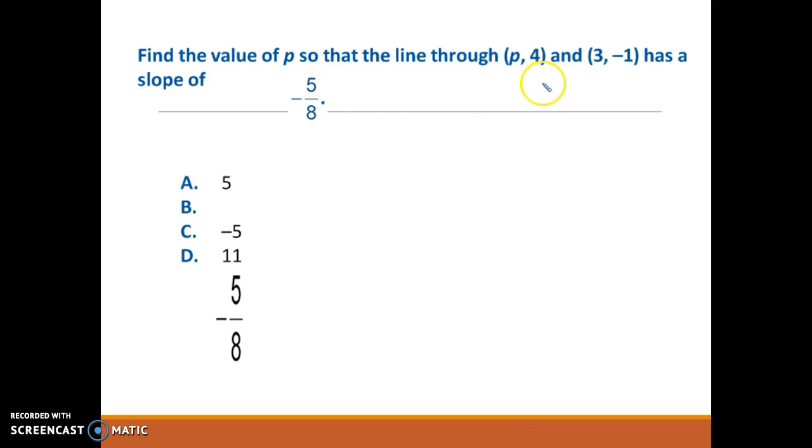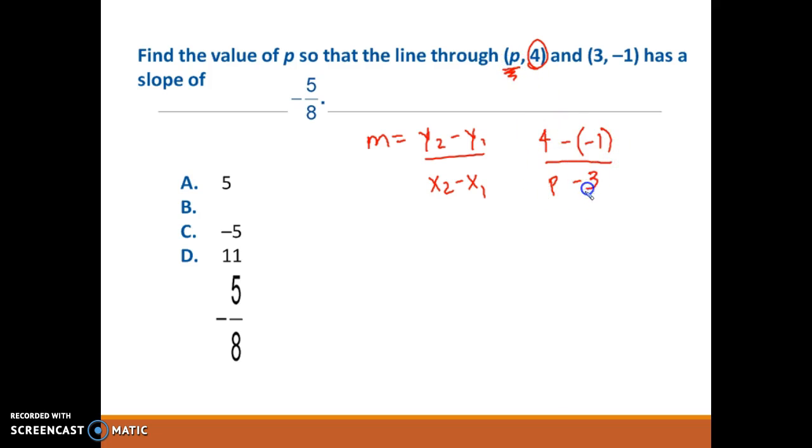And same type of problem, but now I want the slope to equal negative 5/8 and I want to find p. So again, my slope formula is y2 minus y1 over x2 minus x1. So if I start with the 4, I got 4 minus a negative 1. Got to start with the same x, so over p minus 3. And then this has to equal negative 5 over 8, because that's my slope. 4 minus a negative 1 becomes 4 plus 1. All right, 4 plus 1 is 5.